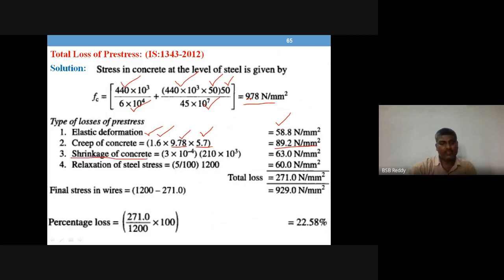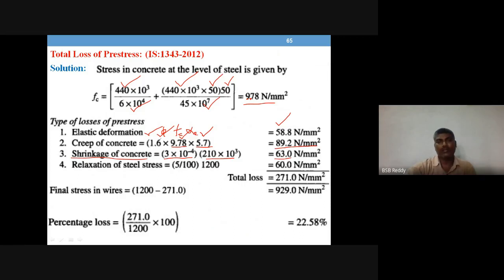Right, shrinkage, just multiplying the shrinkage strain with Young's modulus. Right. So you have to now have all these formulas with you. Phi, stress, Fc, and alpha.